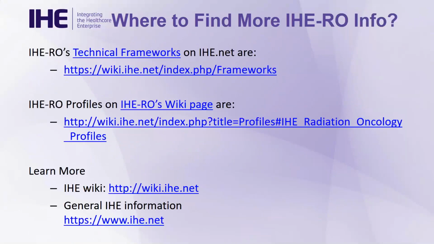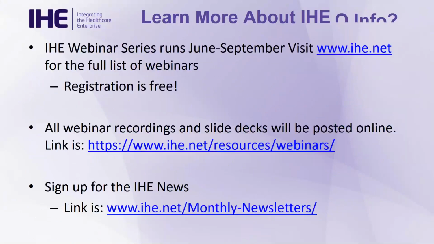Now, if you want to find out more about IHE-RO overall, technical frameworks are at that link. There's a wiki page. You can go there, and it has both the profiles. Or if you go to the IHE wiki, that's a general one. And there's a general website for IHE. Or again, you can contact the people in the earlier slides. There's the series of webinars, and that's linked there. There's a posting of all the recordings and slide decks online, and that's the link for that. And if you want to sign up for the IHE newsletter, this is IHE in general, there's a link for that. So there's plenty of ways you can get more information.